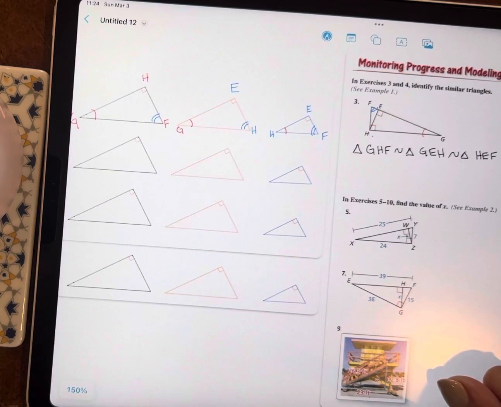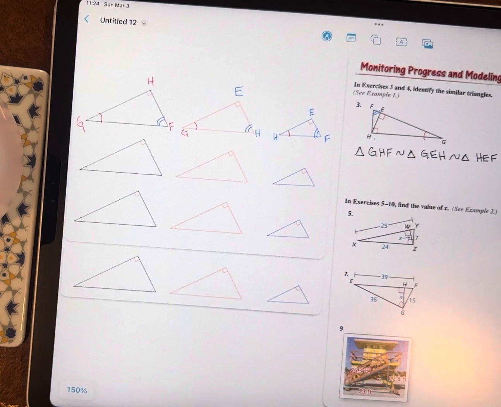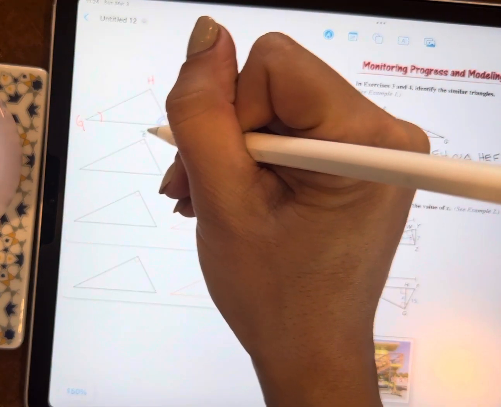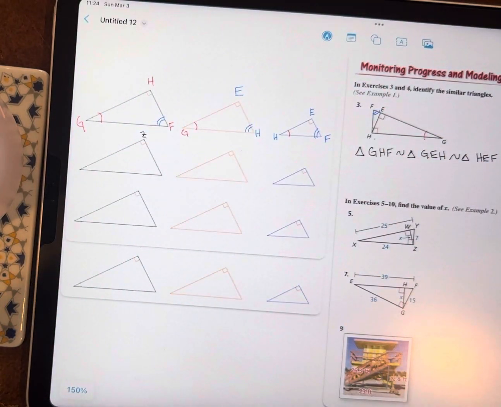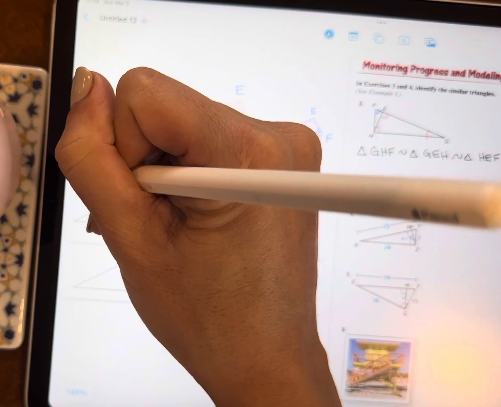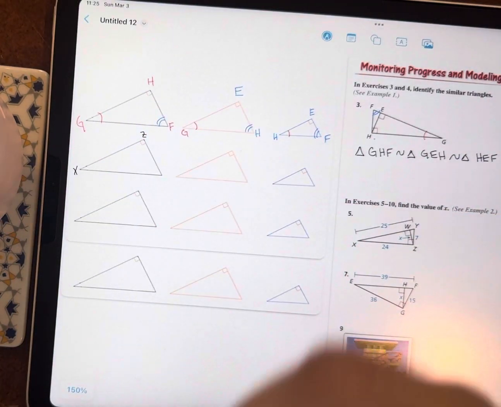Okay, number 5. Here we are again. So let's take a look at what they have given us. We have the big triangle. Right angle is at Z. And its small angle across the small side is X. And then Y.